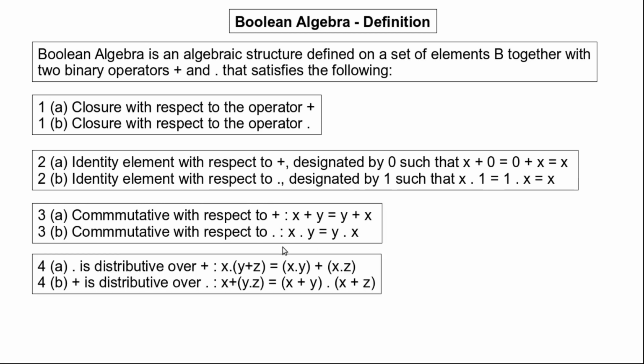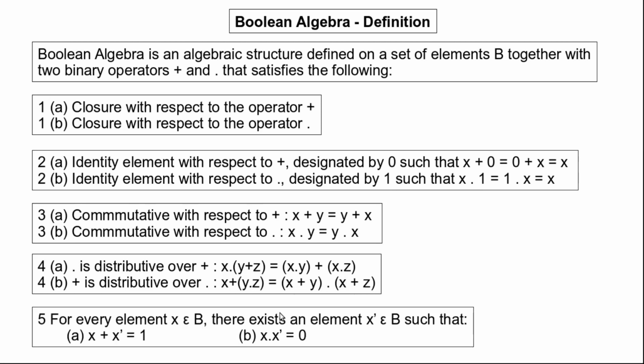The fourth condition is that dot has to be distributive over plus and plus has to be distributive over dot. So what we mean when we say that dot has to be distributive over plus is that x dot (y plus z) should result in x dot y plus x dot z, and x plus (y dot z) should be equal to (x plus y) dot (x plus z).